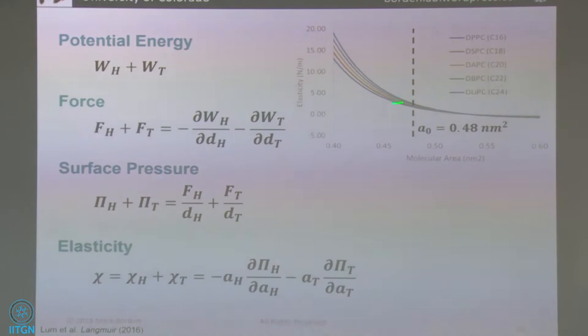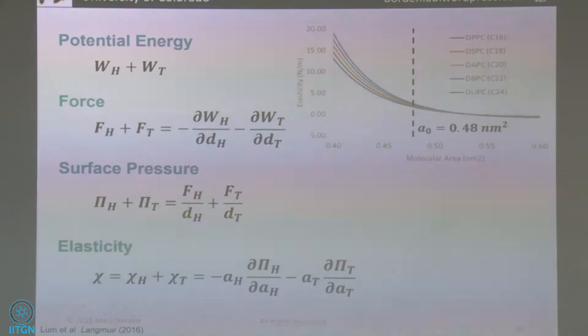And you can determine what the ideal or the equilibrium intermolecular spacing is by setting the forces equal to zero, that is, the attractive and repulsive forces are balanced, and then you can find the elasticity at that point.